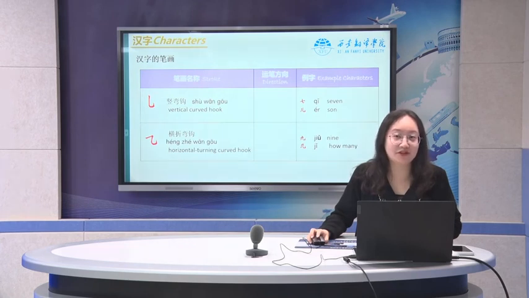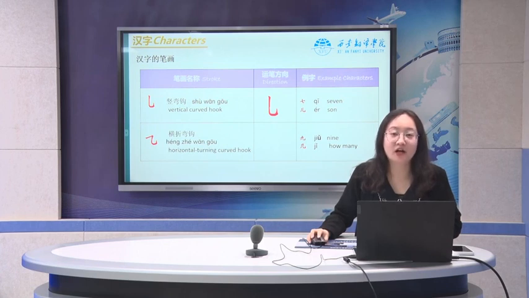And we have some Chinese characters. The stroke is called 竖弯钩, vertical curved hook. It writes like this. Do you still remember this number? 7. So this 竖弯钩 is the second stroke of this character. And 儿子, 儿, the second stroke is 竖弯钩.